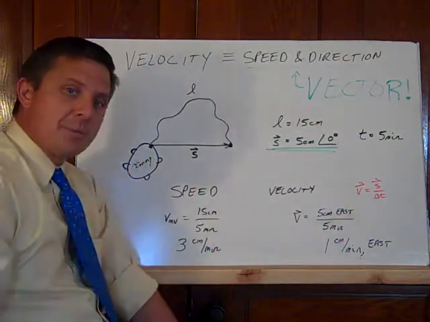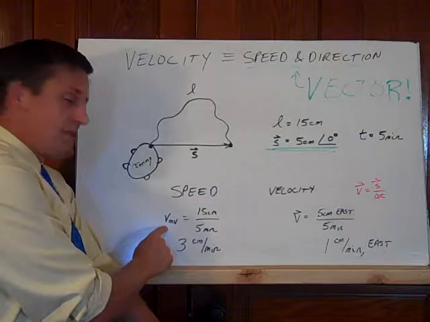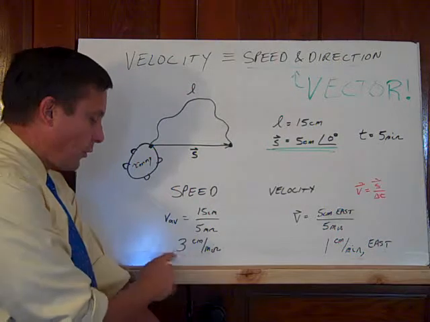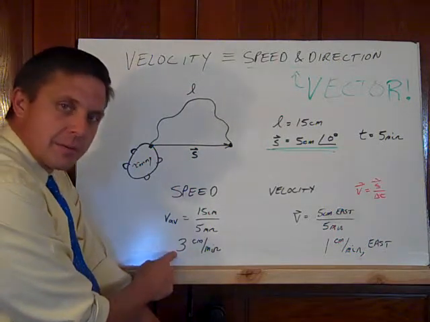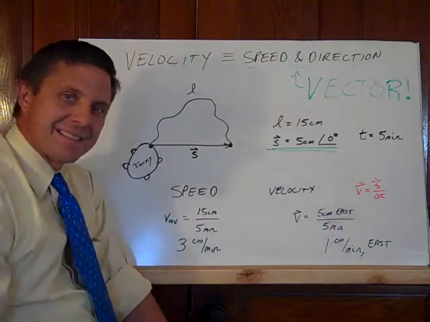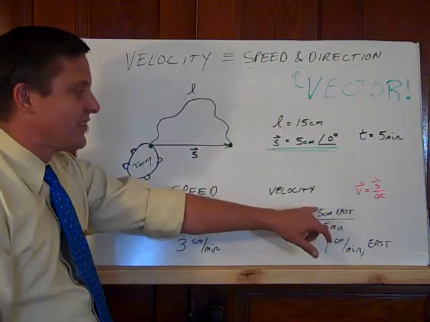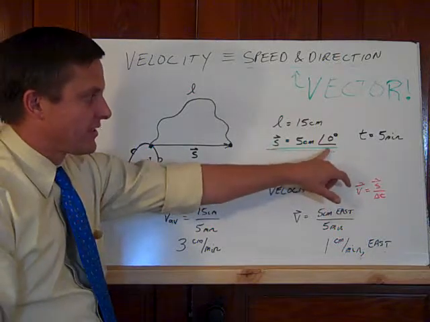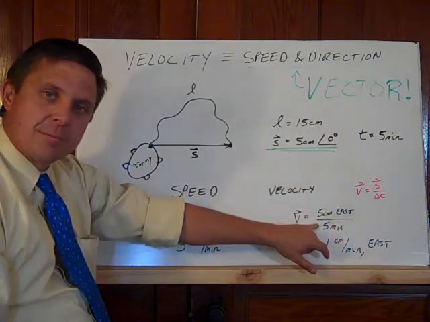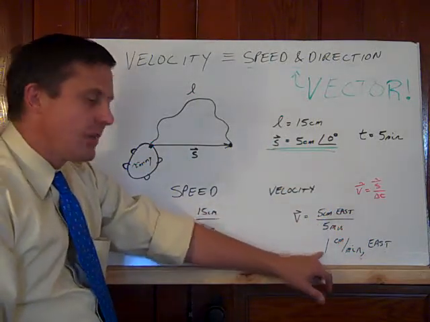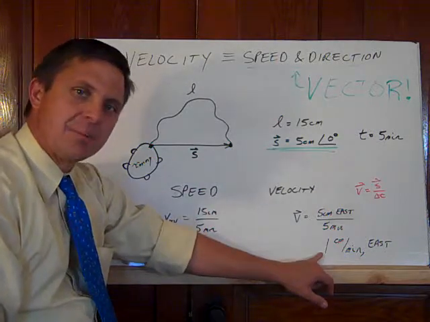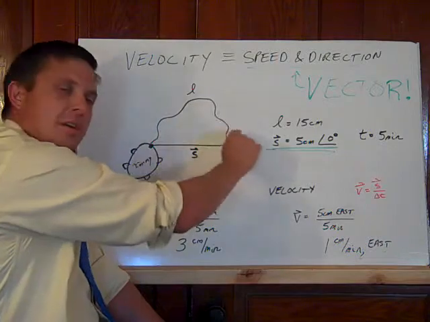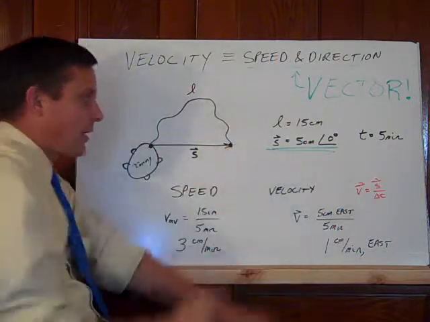If we wanted to calculate speed, the speed would be just the change in distance over the change in time. 15 divided by 5, or his speed is 3 centimeters per minute. His velocity is just his displacement, which was 5 centimeters at 0 degrees, divided by 5 minutes. He only has a velocity of 1 centimeter per minute to the east, along this line. Speed is along here, velocity is along there.